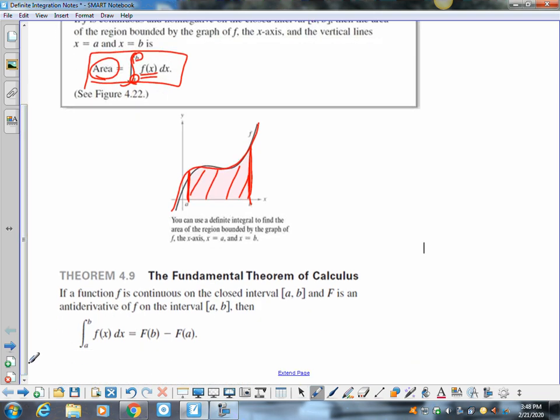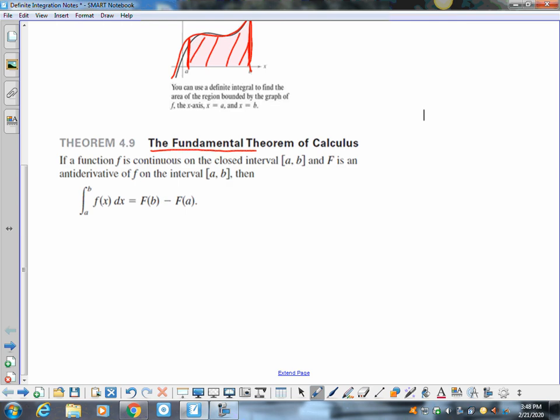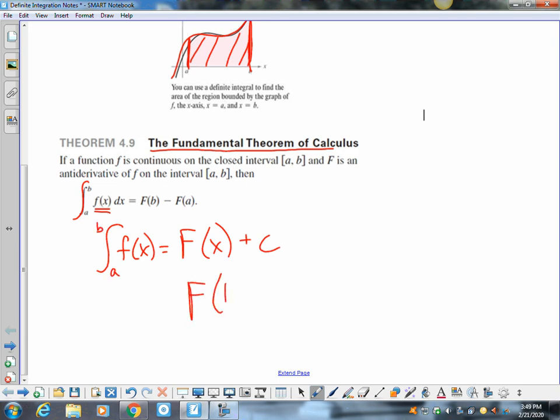The fundamental theorem of calculus, which is as big as it sounds, is when you take the integral of a function, now the integral of f of x is F of x plus c. Well, now when you put these bounds on here, you're going to find the integral at b, the upper limit, minus the integral at a. And there's not going to be a plus c. This is a very specific integral.